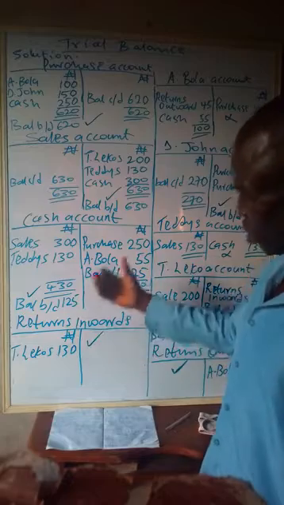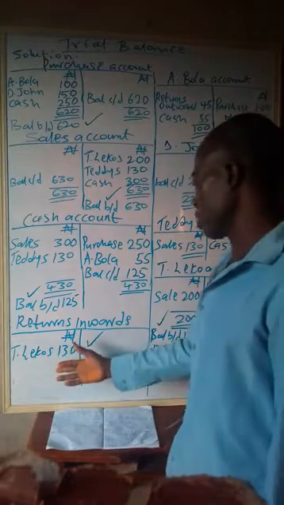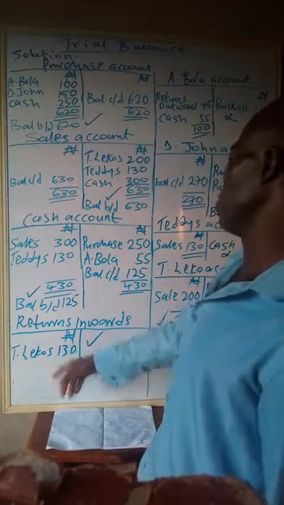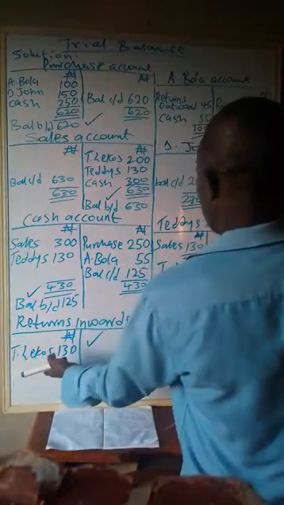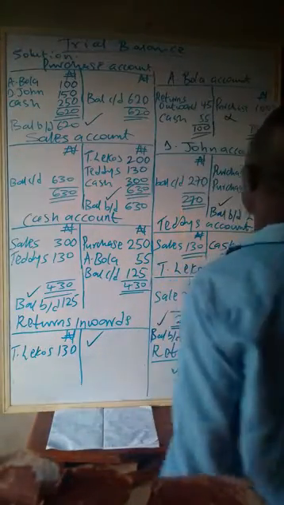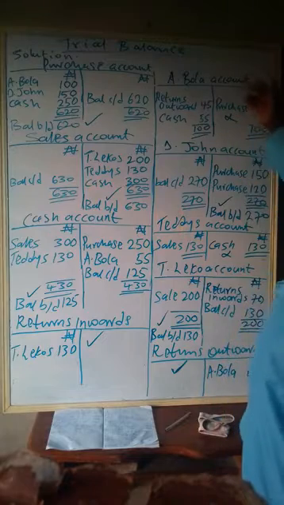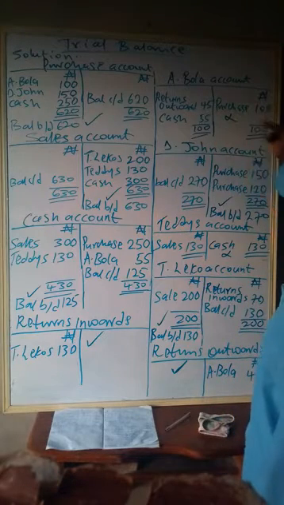Return inwards, there is no balance BD. You post it like that. That is 130 at the debit side. But return inward receives, so it's like an asset, and you debit it. It is a balance account; the entries balance each other.